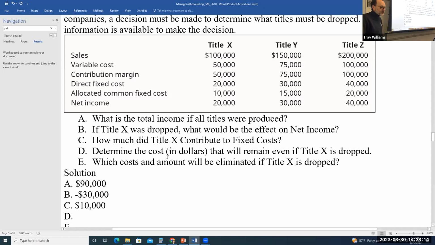Now determine the cost that will remain even if they drop Title X. Well, that's also $10,000, right?